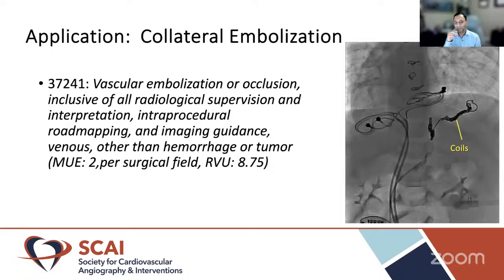But what is important for us to realize is that you can still code for 37241, the coil embolization of the collateral, and code for the diagnostic angiogram that was performed before the collateral embolization to diagnose the collateral. So we can bill for the IVC angiogram, if that's the one that showed the collateral. We can bill for the veno-venous collateral selective angiogram that was used in diagnosis. And then we can bill 37241, which does not include the diagnostic angiogram, but does include road mapping angiograms. I hope that makes sense. And that's it for me. Thank you.